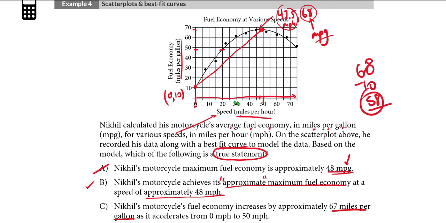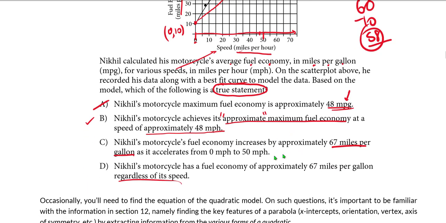More specifically, as we increase our speed, the fuel economy is increasing until we reach a maximum point, and then it decreases, which means, again, the fuel economy does not stay the same regardless of speed. The answer here is B. Answer choice B does describe the vertex of this curve of best fit.